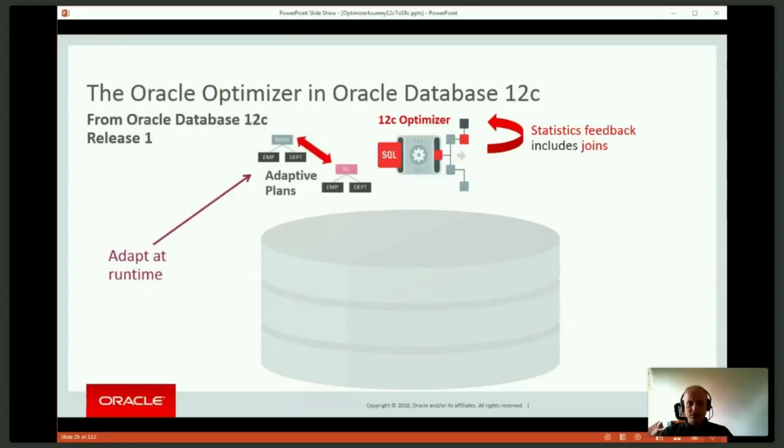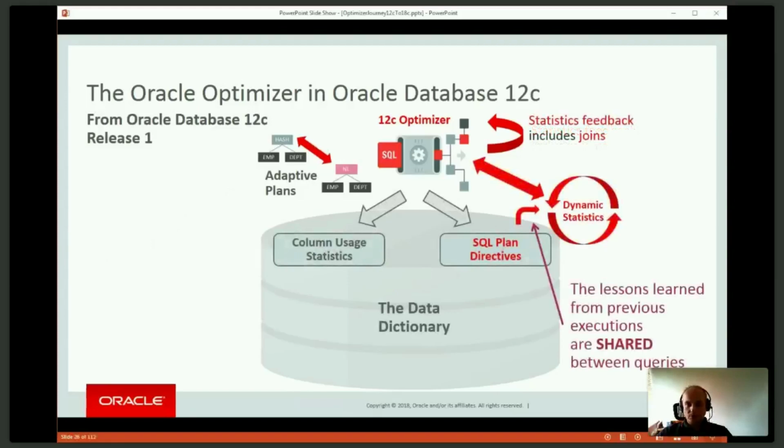Then, of course, with 12C, we added adaptive plans, this sort of runtime adaptation, which has always proved extremely successful, easy to look after. It's a very nice feature. We definitely recommend its use on all systems. So it's one of those features that's pretty much applicable to every system.